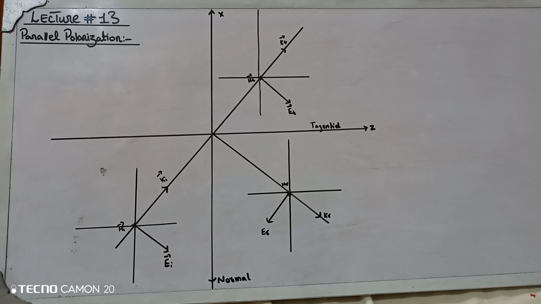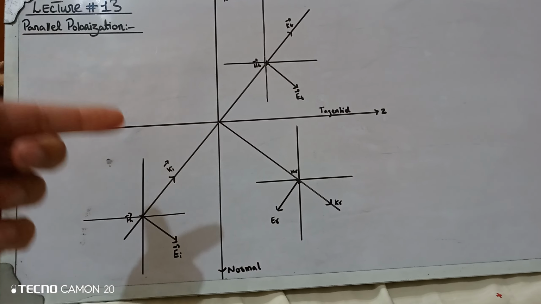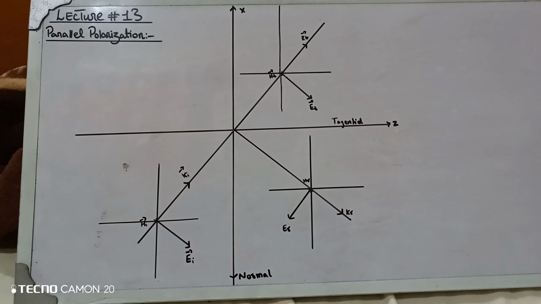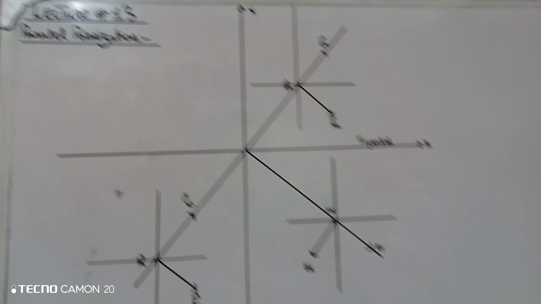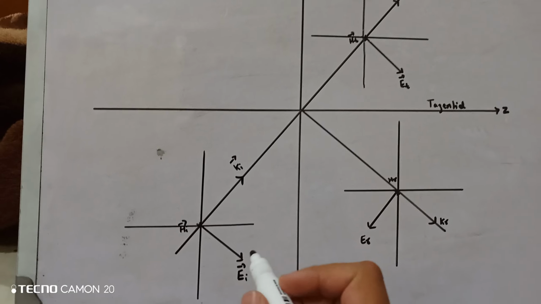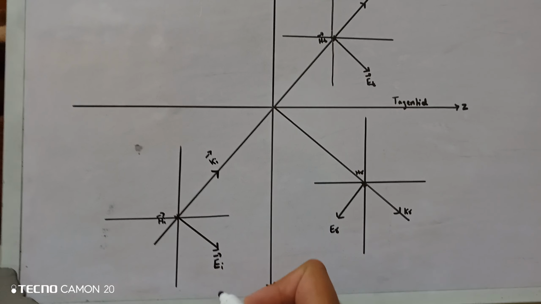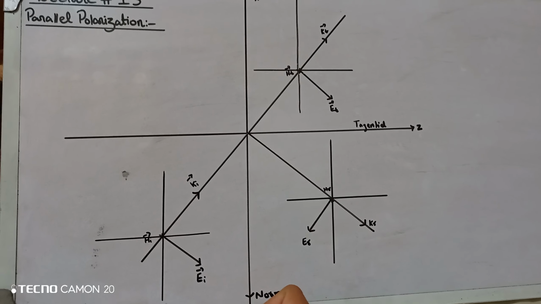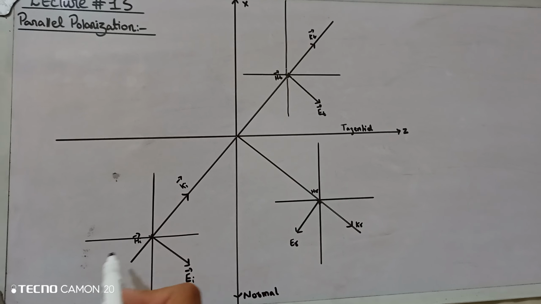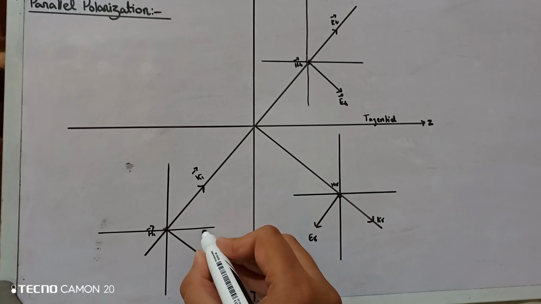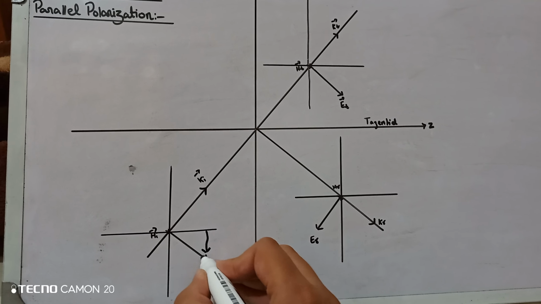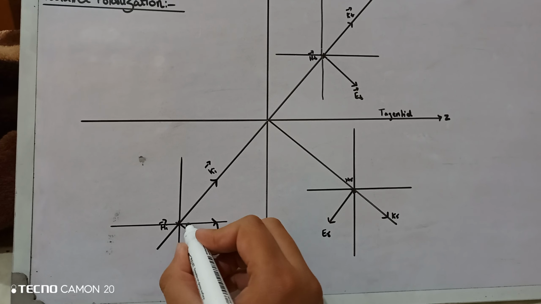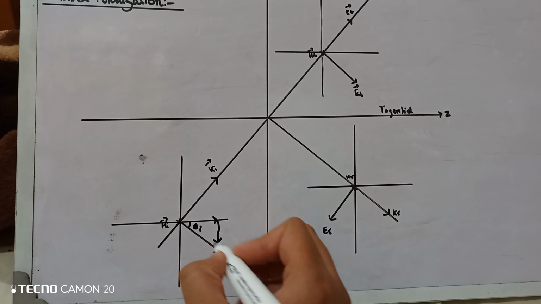Here I just illustrate the perpendicular components. You can see this and this and this and this and this and this. Now you have to drop your components. So how can you drop? This is the electric field. Always drop the tangential component of the electric field. You know that this is the tangential line. So you have to drop this, like this, in this direction. So this becomes your theta incident.